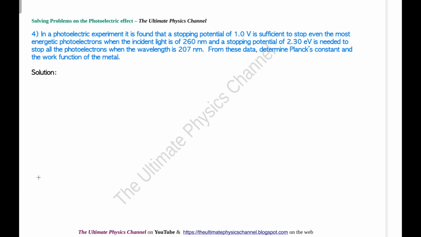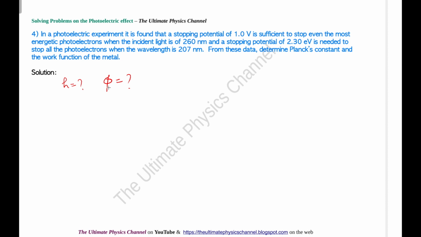So we need to find h from the given data, and then the work function phi of the metal. These are the parameters we need to calculate. So we have to set up two equations for this and then solve this, right?